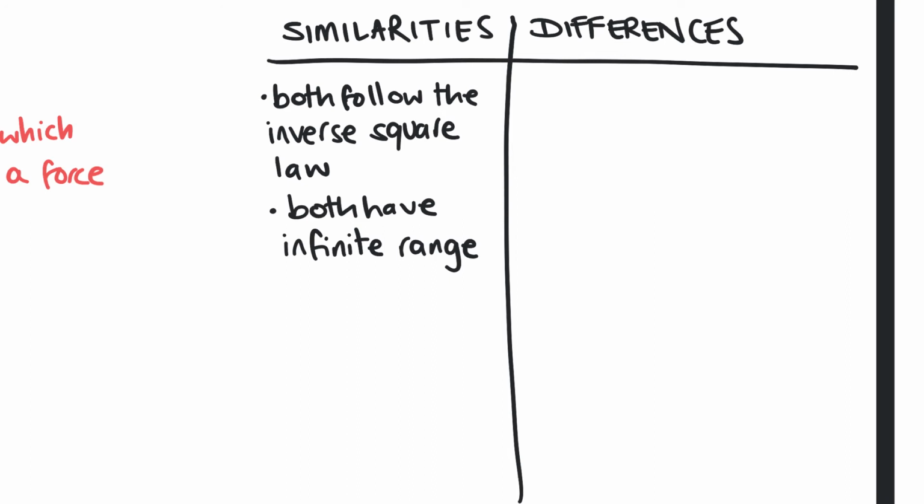So if we start off looking at the similarities, both electric and gravitational fields follow what's called the inverse square law, which means that the field around a point mass or the field around a point charge will decrease the further you are from that test point. And it is proportional to 1 over r squared. Also, both have an infinite range.